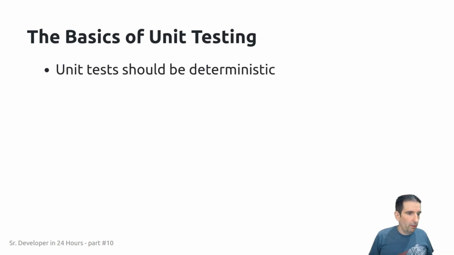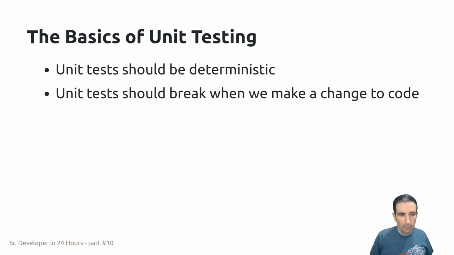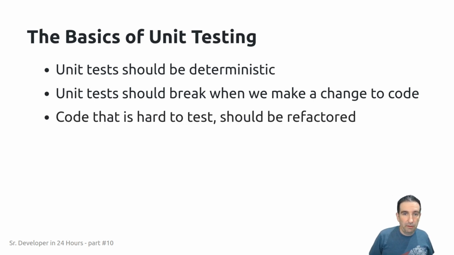All right, other things. Unit tests should be deterministic. It doesn't matter how many times you run it, you should always get the same results. A good unit test is going to break when you make a significant change to the code. If we have unit tests that are not going to respond to changes in the code, then probably we're not writing them in the proper way. Unit tests are also going to show us if maybe we have to refactor some of the code. Because, at least in my experience, if the code is hard to test, we should think about refactoring.